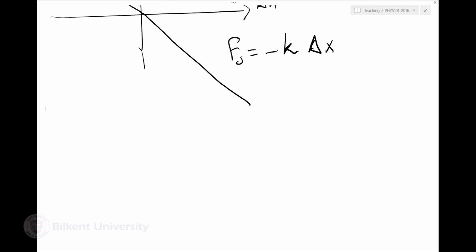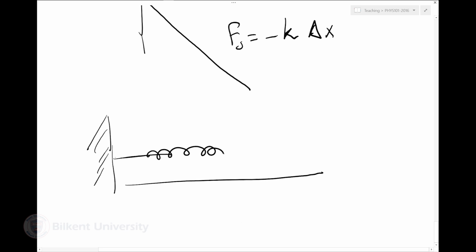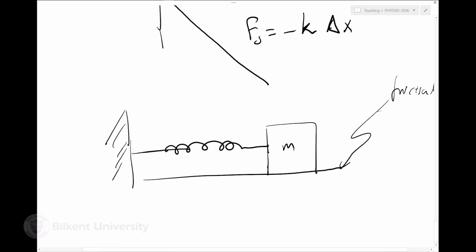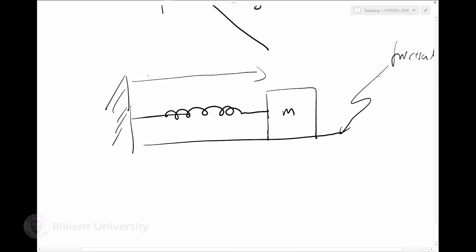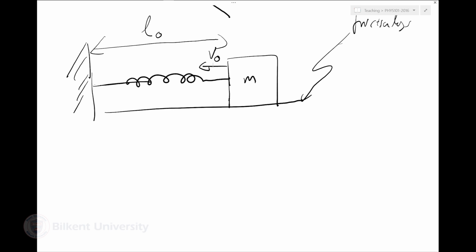Now, let's solve a question. Here is the question. I have a mass m tied to an ideal spring on a frictionless surface. Here is my L0. I'm at relaxed length. If I give an initial velocity v0 to my mass, what do we expect it to do?